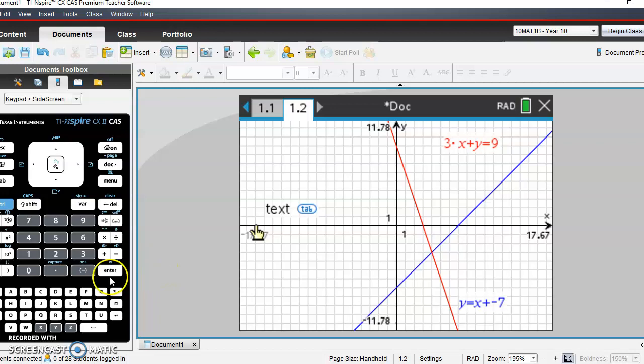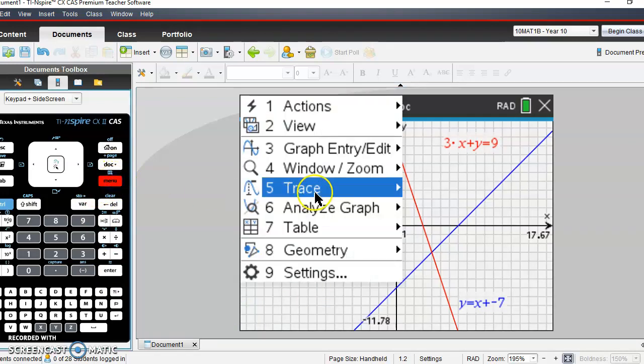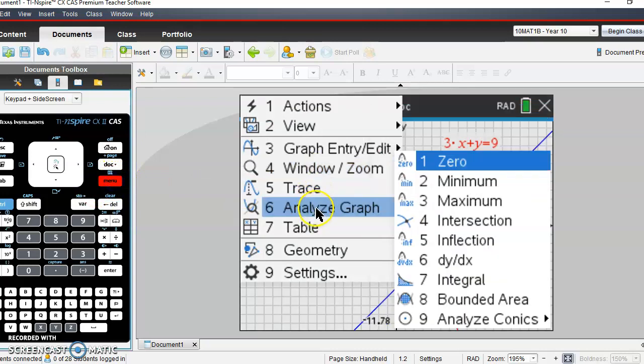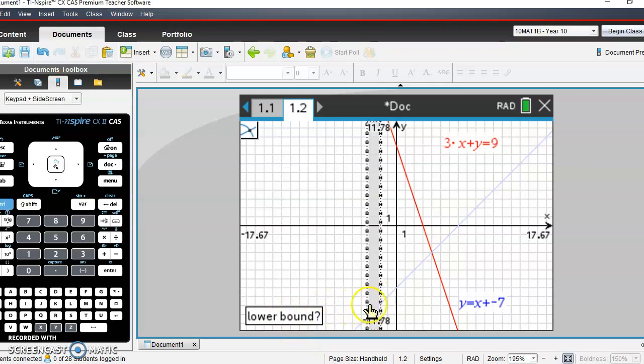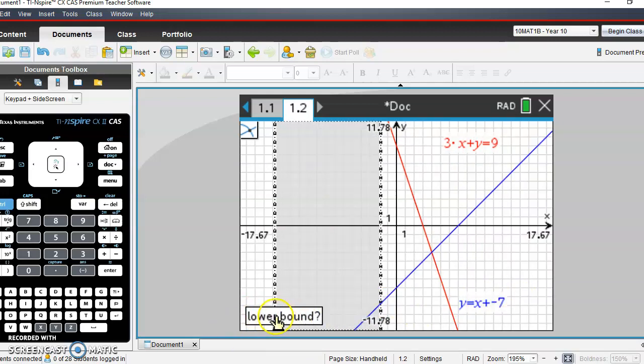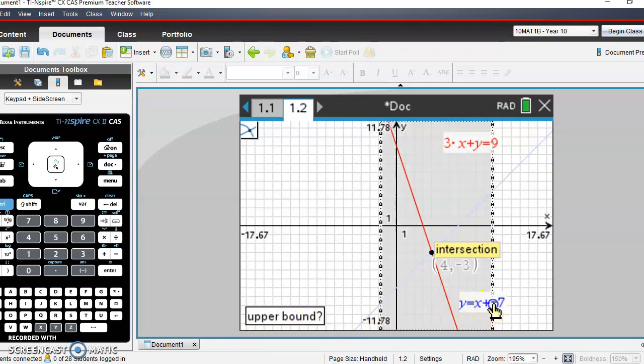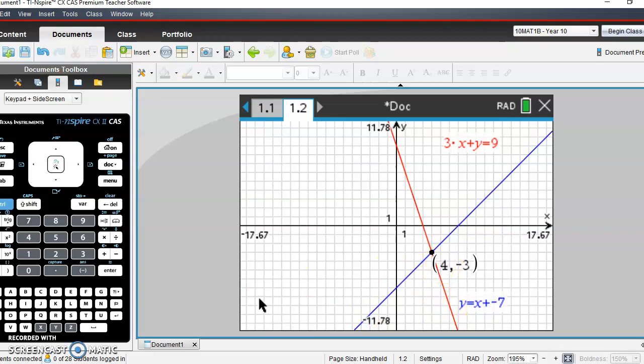So we can now, for instance, determine the point of intersection, which is analyze the graph, and option 4. Now you have to help it find that point of intersection. In other words, you need to go to the left boundary, that's what it says, the lower bound, this side, and then go to the upper bound. So this says upper bound, and there's your point of intersection.